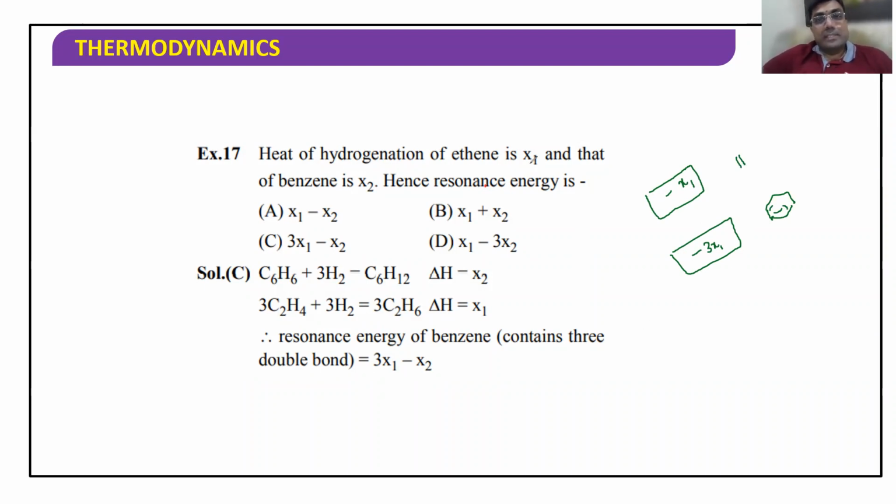Heat of hydrogenation of ethene is x1 and that of benzene is x2. So for benzene, x2 is given. Listen very carefully. x2 is what? Calculated? No, observed. And 3x1 is calculated. So that's why you have to write like this: delta H observed minus delta H calculated. And you will understand more.